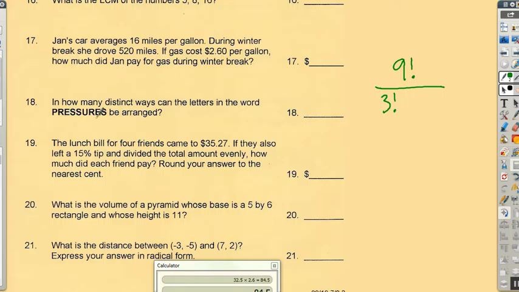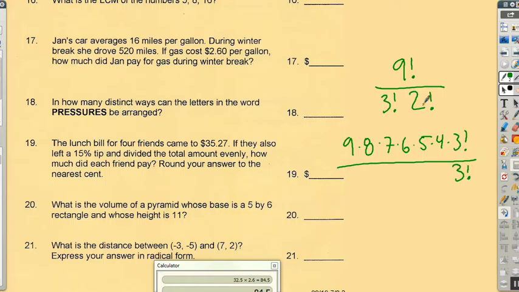Likewise, we have E and we have E. So we have to get rid of 2 of the E's. All right, so we have 9 times 8 times 7 times 6 times 5 times 4 times 3 factorial all over 3 factorial. We also have the 2 factorial, which is just 2 times 1. So 3 factorial divided by 3 factorial is 1. 8 divided by 2 is 4.